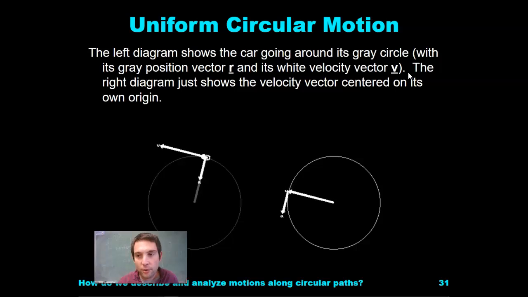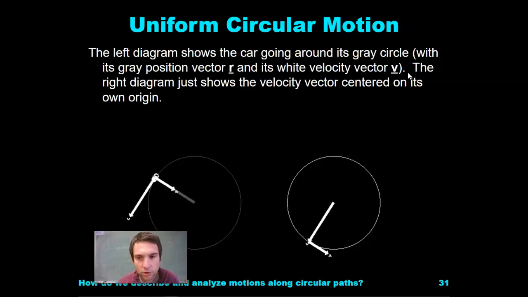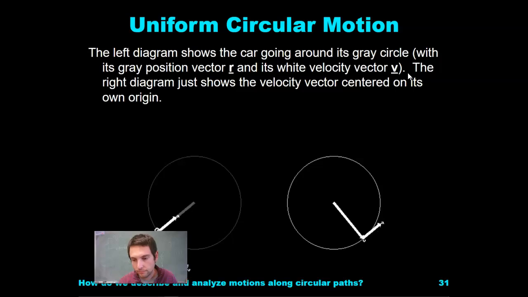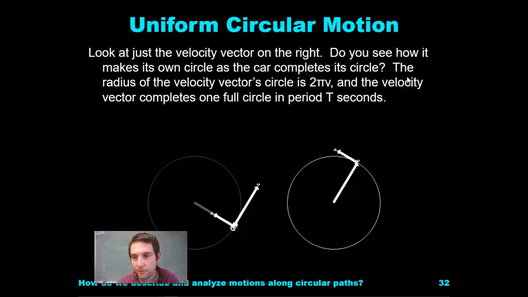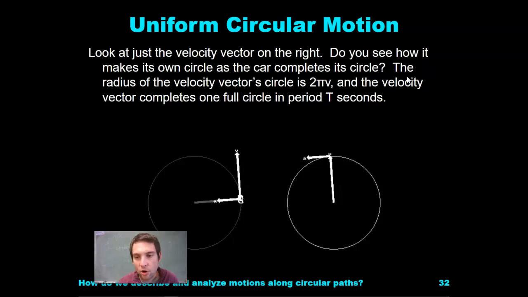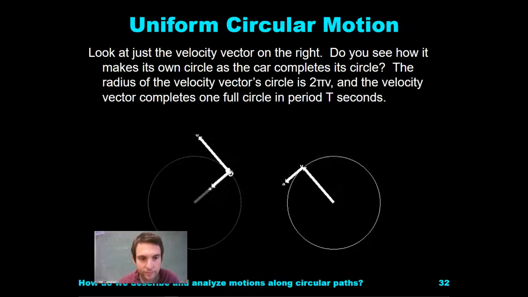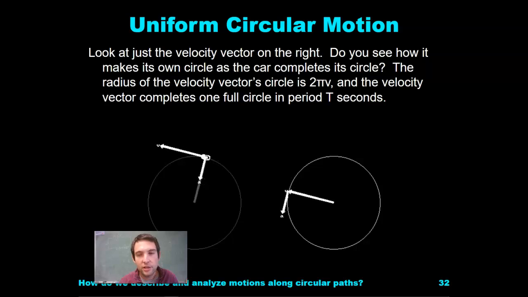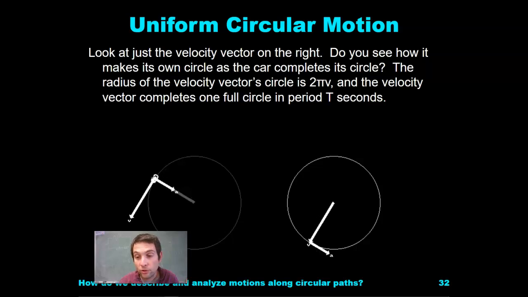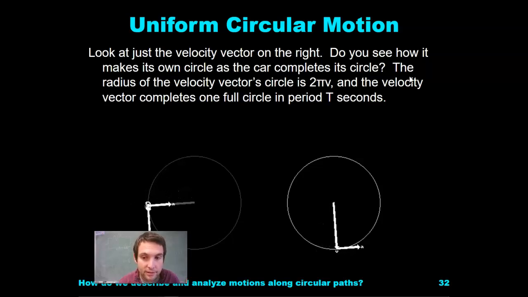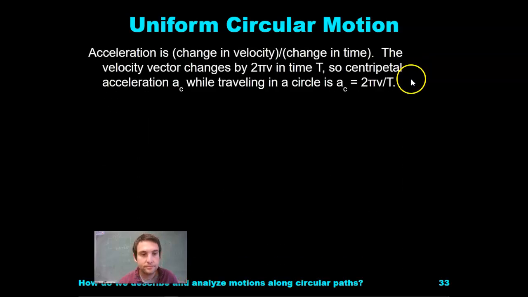The left diagram shows a car going around the circle. The right just shows the velocity vector centered on its own origin. Look at the velocity vector to the right. Do you see how it makes its own circle as the car completes its circle? The radius of the velocity vector circle is v, so its circumference is 2 pi times v. And the velocity vector completes one full circle in the period, capital T seconds.